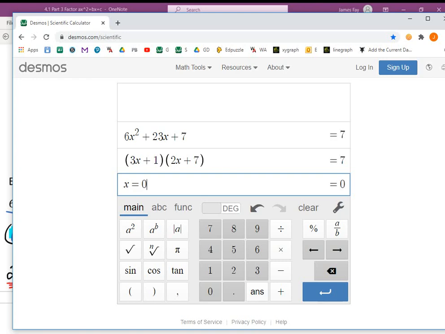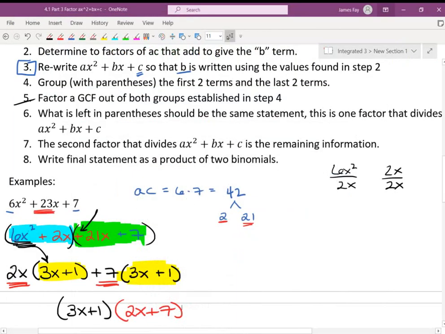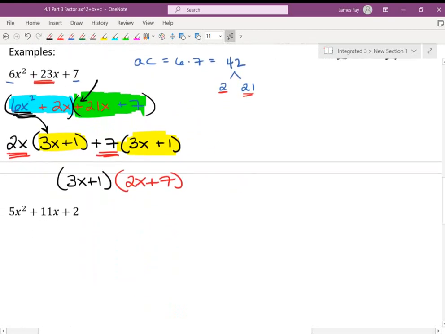Okay. Does that make sense? Okay. Now, the hope is the only thing that is different from problem to problem is whatever that AC is, and determine what its factors are. Once you find those, the process is identical every single time. All right, so let's do this next one.